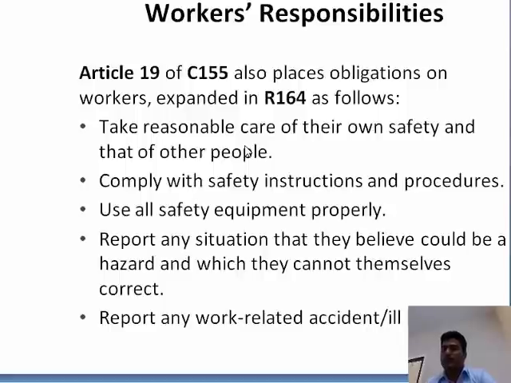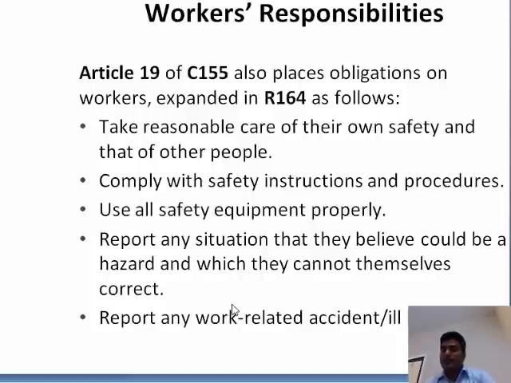That means they will care for themselves and also care for others, the people who are working around them. Second one is to comply with the safety instructions and procedures. That means the procedures given by the employer they have to follow, and use all the safety equipment properly. All the equipment given by the employer to the employee, they have responsibility to maintain safely and use properly. And fourth one is to report any situation that they believe could be a hazard and which they can't themselves correct.